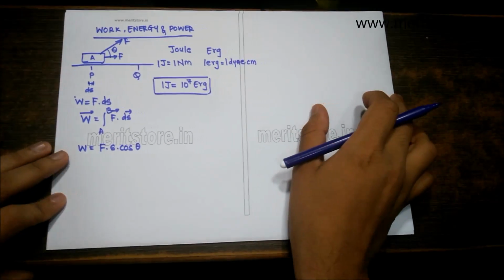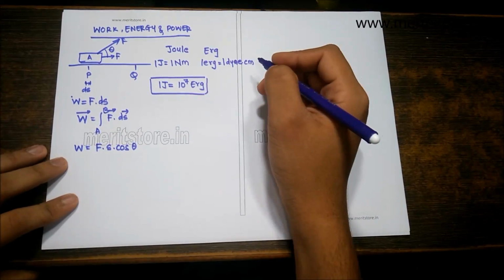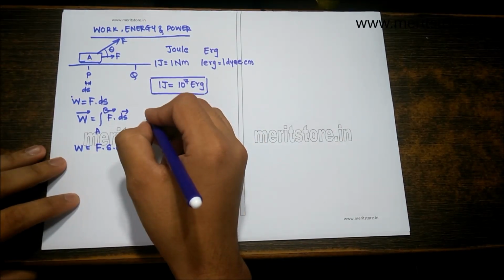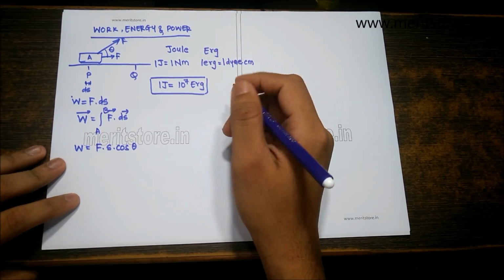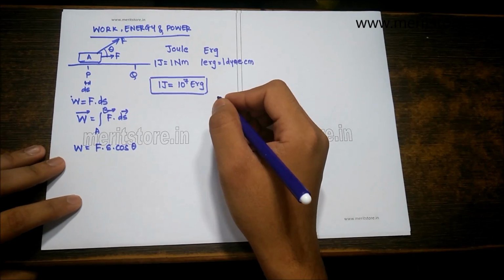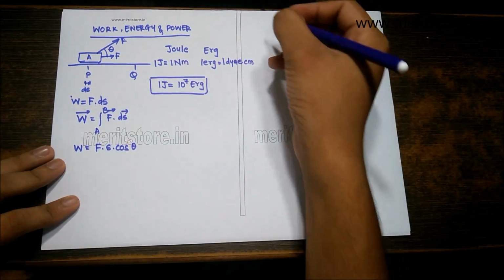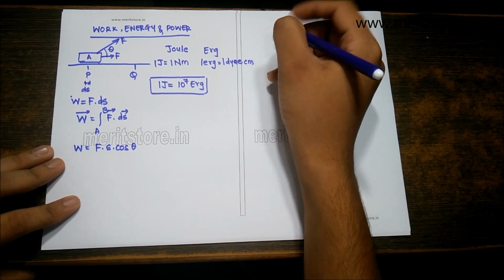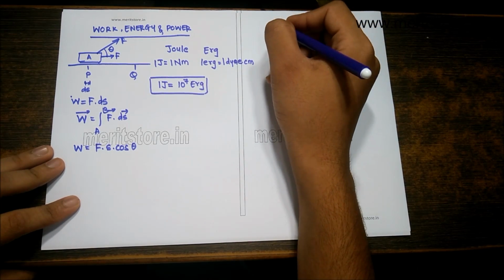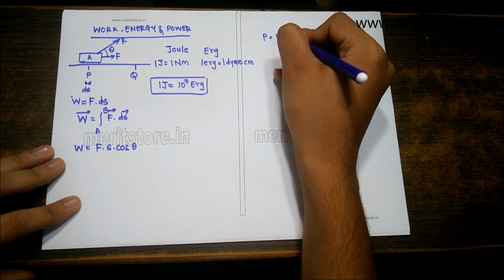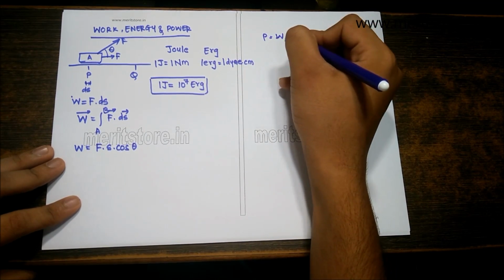Now, after covering our work, let's move to the next concept of power. So the rate at which the work is done is called power. So how do we understand what power is? As we say, it is the rate at which work is done. So we have P is equal to W by T, which means work done per unit time.